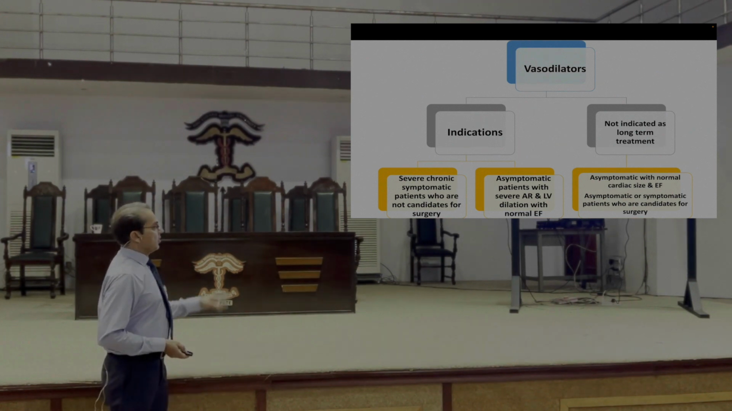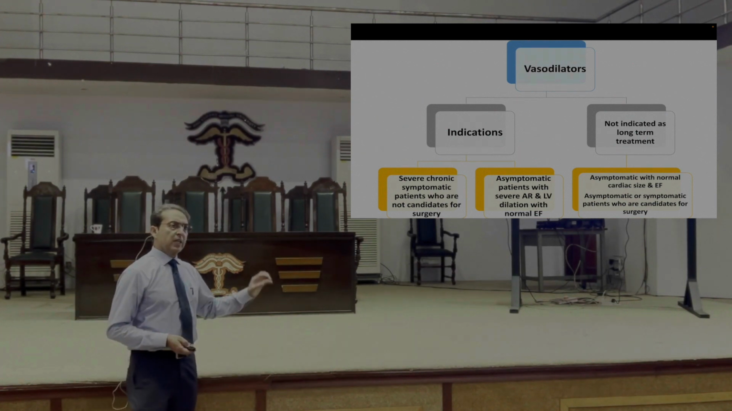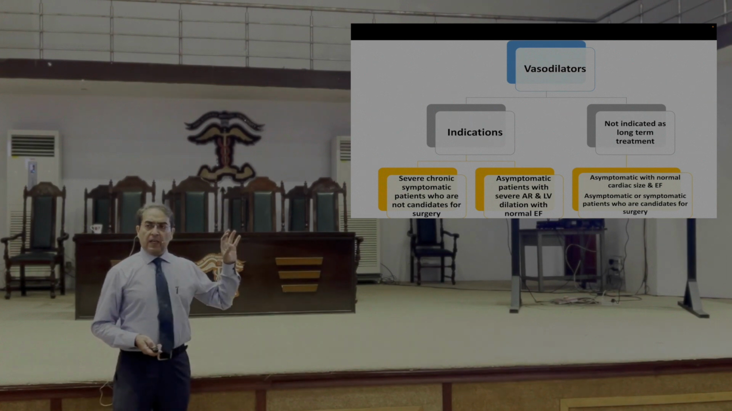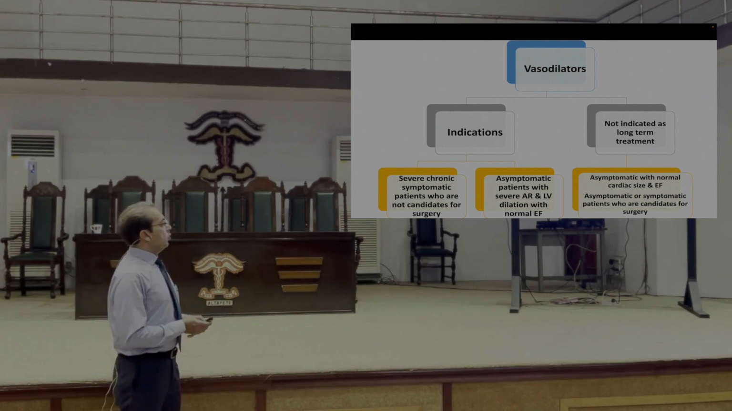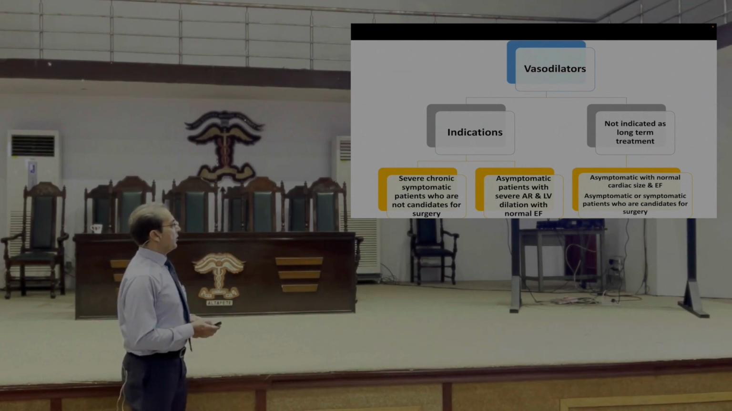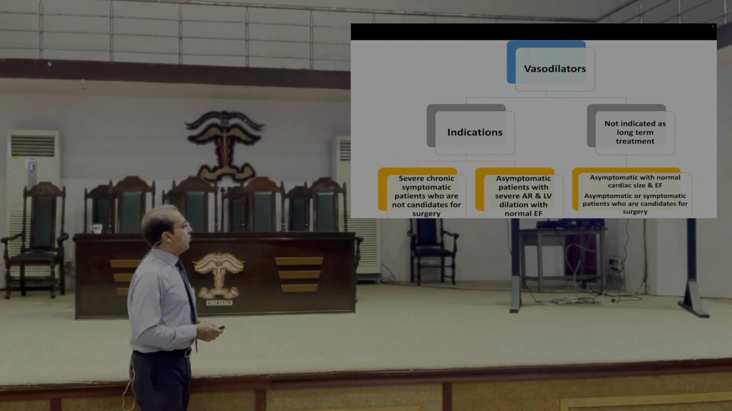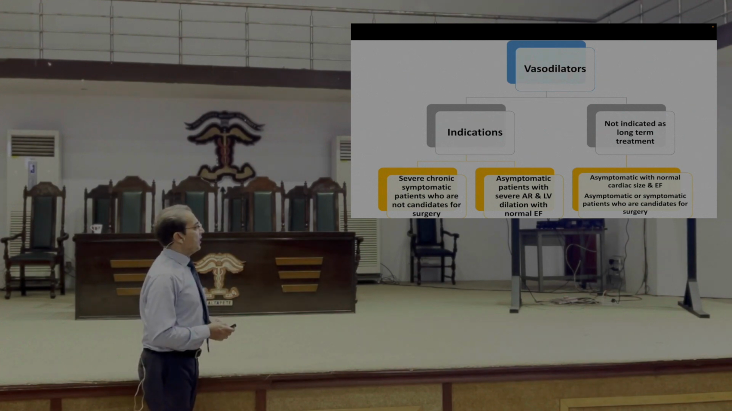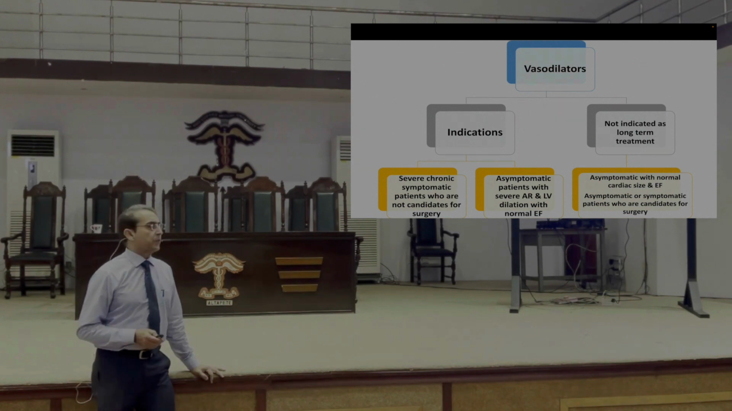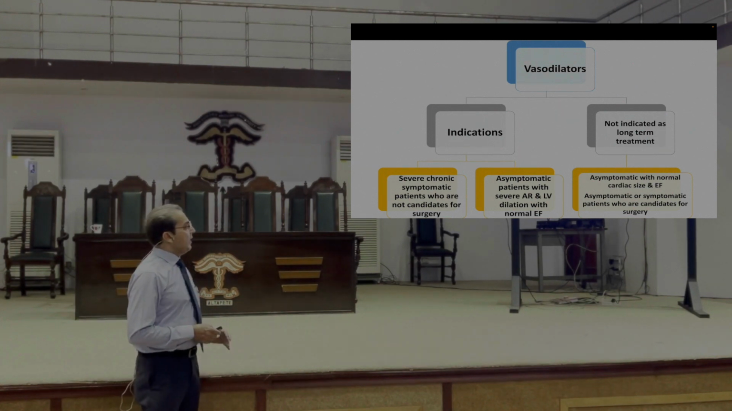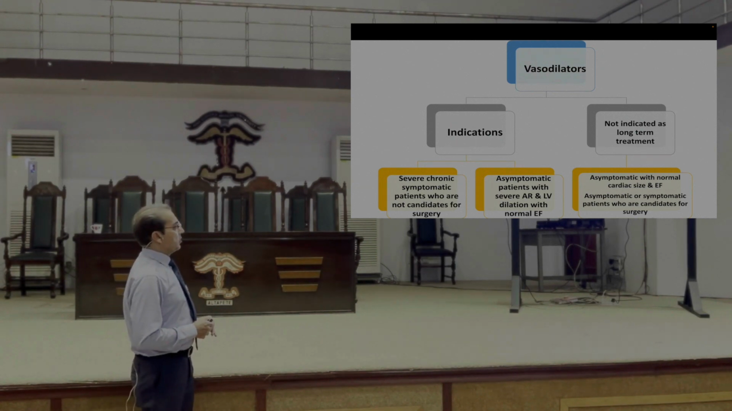Now, vasodilators, as I mentioned, are not indicated as long-term treatment. They can be used for the short term. Valve replacement is the preferred treatment. We use vasodilators in severe chronic symptomatic patients who are not candidates for surgery. When we are not going for surgery, we can go for that. Asymptomatic patients with severe AR and LV dilatation, those patients we can go for drug treatment. Otherwise, we do not go for drug treatment. It's not indicated as long-term treatment for patients with aortic regurgitation.